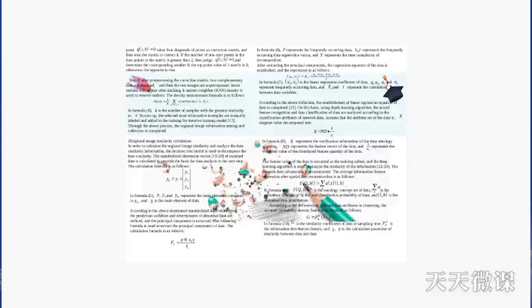On this basis, using deep learning algorithm, the mixed feature recognition and data classification of data are analyzed according to the classification attributes of network data. Assume that the attribute set of the data is X, singular value decomposed into the following formulas.